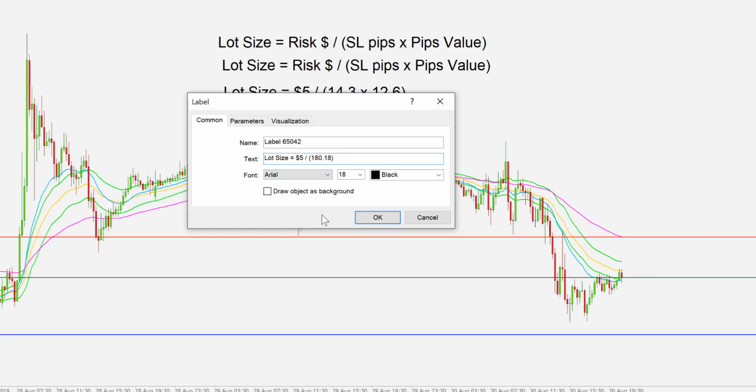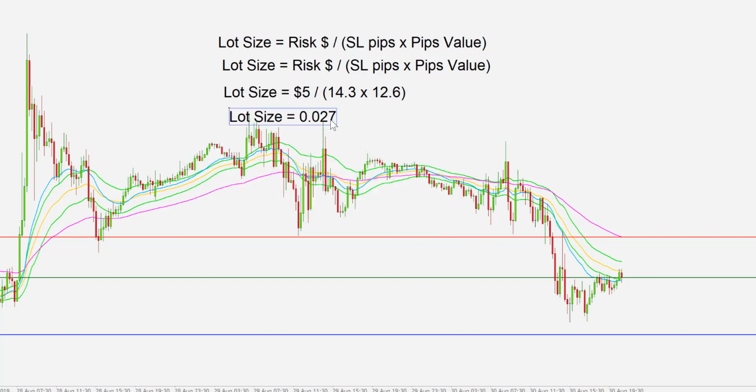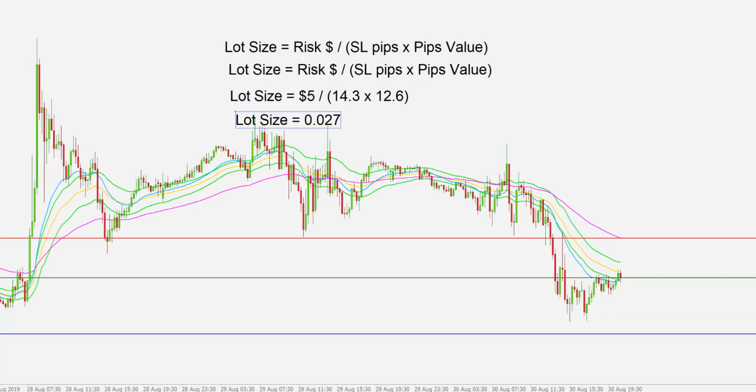And if we then do 5 divided by 180.18, that will give us 0.027. Now 0.027 in 2 decimal places will be 0.03. So then the lot size for this trade will be 0.03.